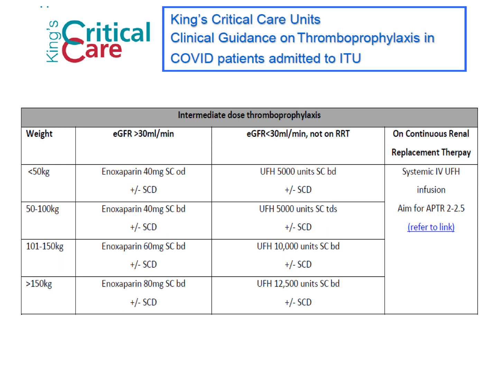This is the protocol from King's College, and if you can see, they give a low molecular weight heparin, enoxaparin, in a weight-adjusted dose. So a patient, for example, between 50 and 100 kilos, they give 40 milligrams subcutaneous enoxaparin BD, which is double what we're used to giving.